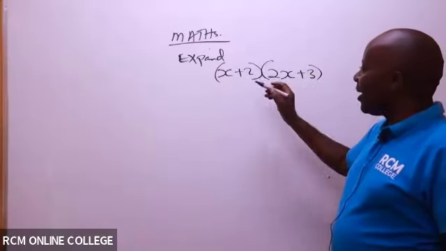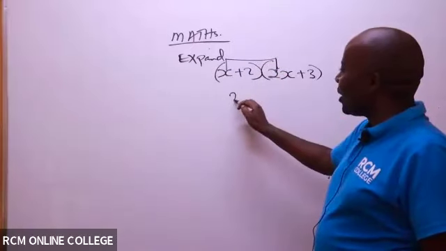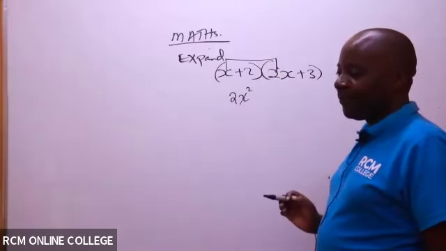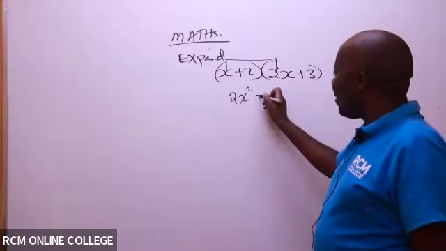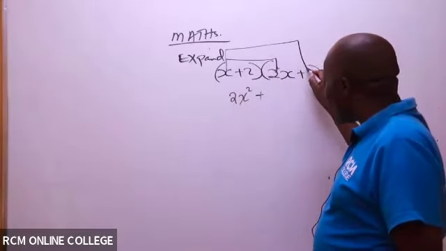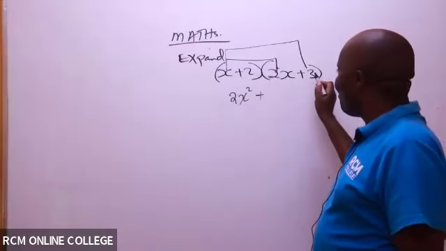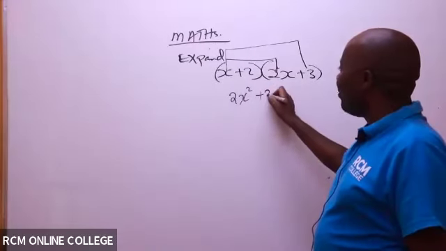Basic expansion here means that you come and take, in this case, this x, multiply with each of the 2 terms. So we have here, if this x multiplies this, what shall we get? We shall get 2x squared. And then you take the very same x to multiply this other term in your expansion. So x multiplied by this will be 3x.